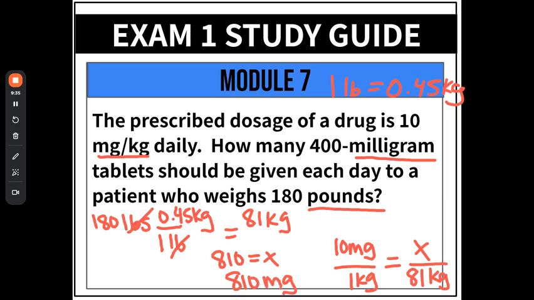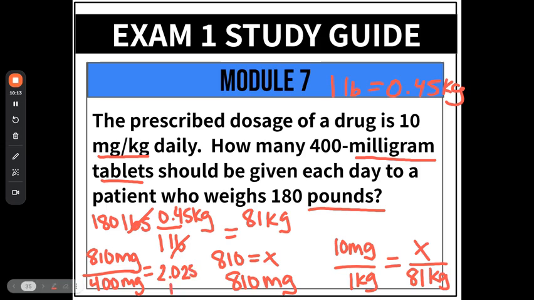Now, what did we just find? We found that the patient who weighs 180 pounds needs 810 milligrams. But the question is asking how many tablets? And each tablet is 400 milligrams. So we're going to divide. We can take 810, which is the total milligrams they need, divided by the milligrams in each tablet, which is 400. And when we divide this, you're going to get 2.025 tablets.